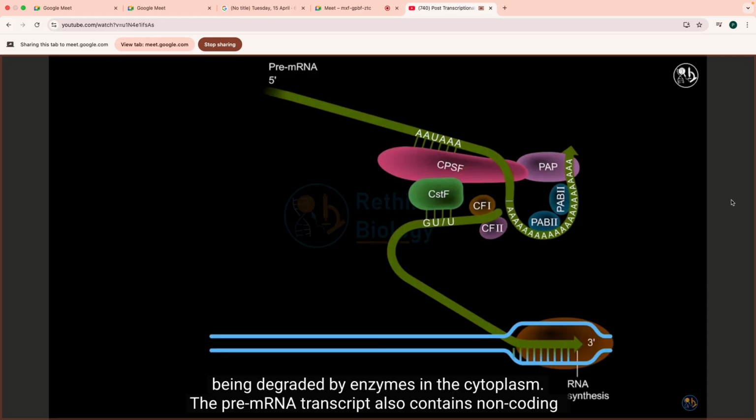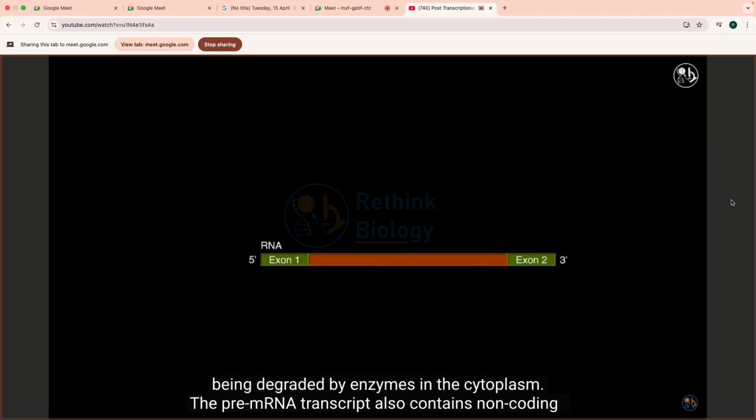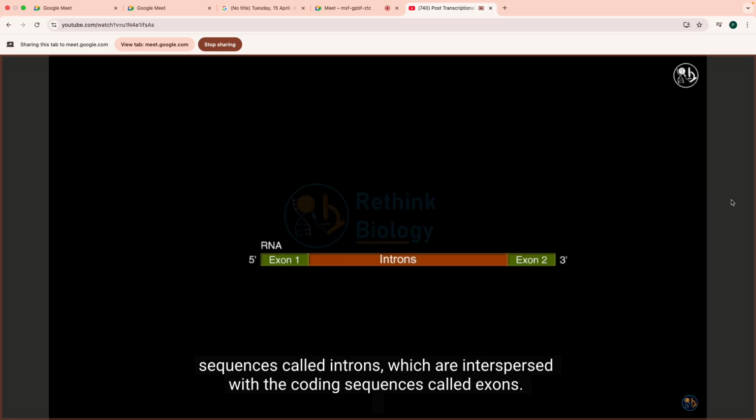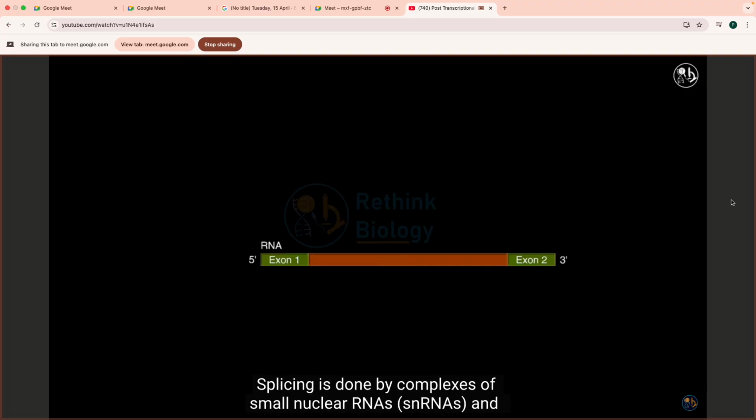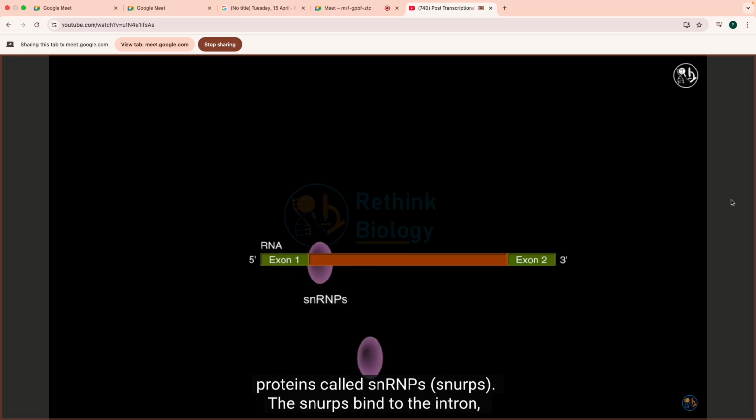The pre-mRNA transcript also contains non-coding sequences called introns, which are interspersed with the coding sequences called exons. The introns need to be removed from the pre-mRNA. This is called splicing. Splicing is done by complexes of small nuclear RNAs, or snRNAs, and proteins called snRNPs or SNRPs.